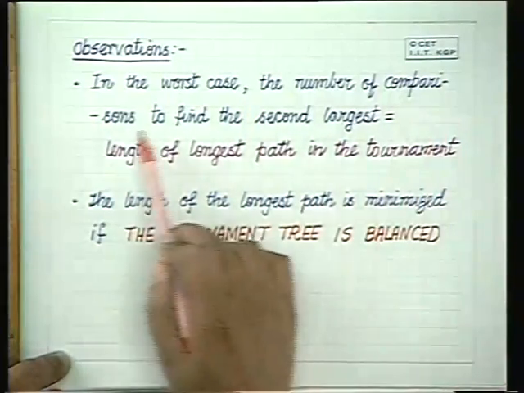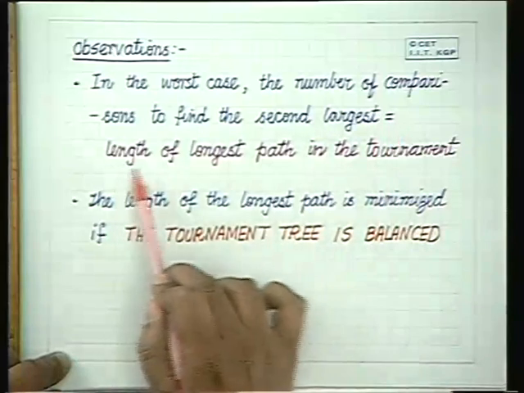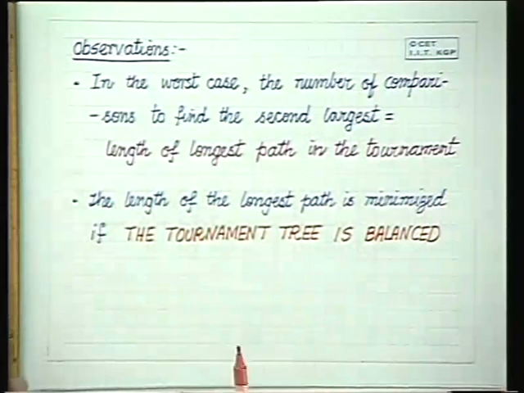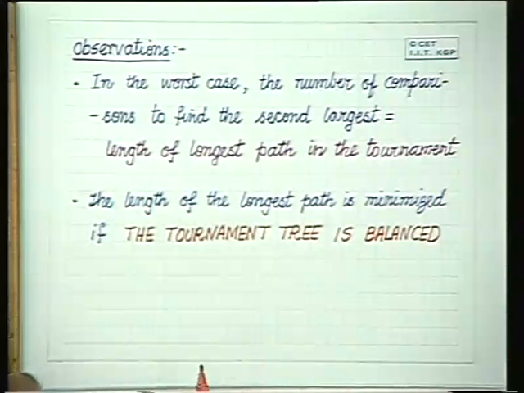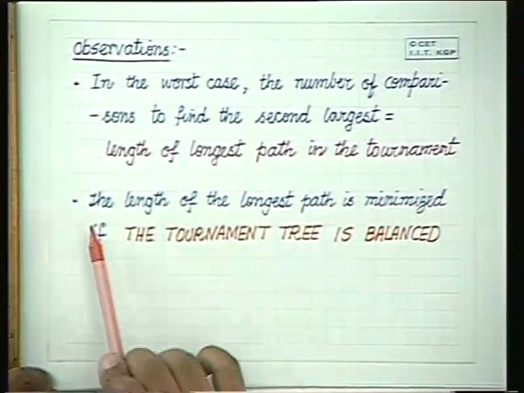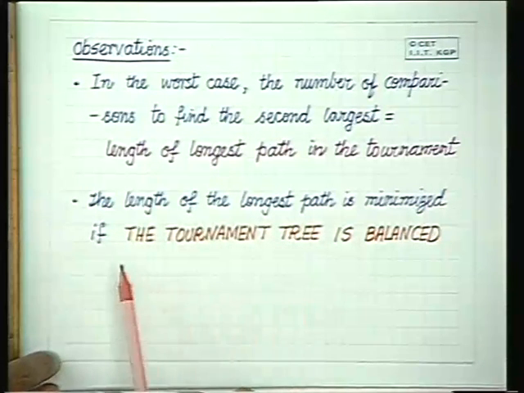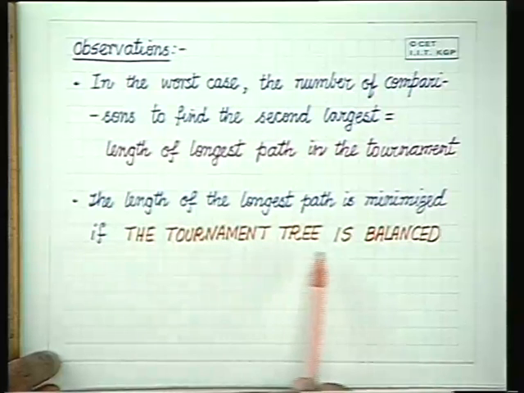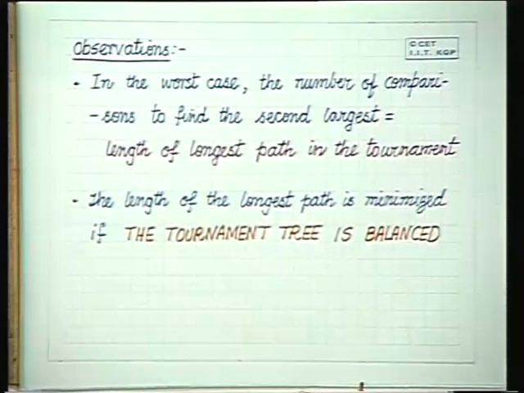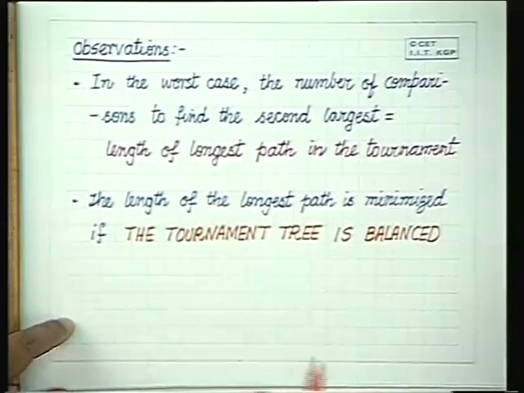Therefore, we come to the solution, that is the observation in which the solution is to be obtained. In the worst case, the number of comparisons to find the second largest is equal to the length of the longest path in the tournament, because that may be the path of the winner. Therefore, the length of the longest path of the tournament must be minimized, and we say that it is minimized when the tournament tree is balanced. What do we mean by balanced?